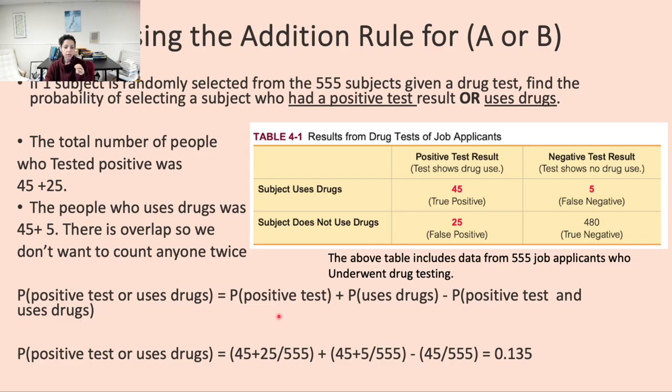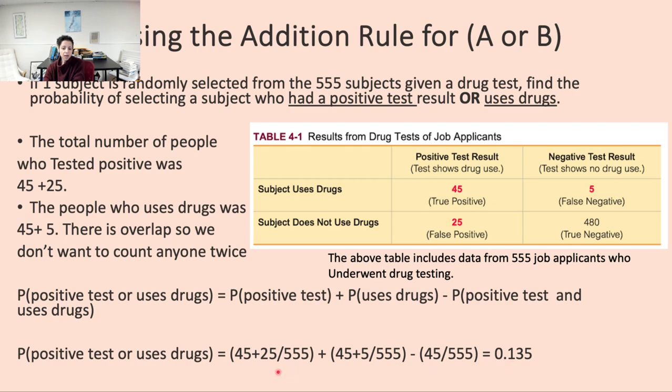So, the probability of a positive test is 45 plus 25 divided by 555. Probability of uses drugs is 45 people who test positive and 5 people who tested negative, so 45 plus 5 over 555. And then we have to subtract out those people who use drugs and test positive because we've already counted them. So we subtract out 45 over 555.